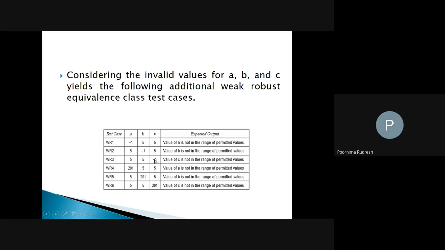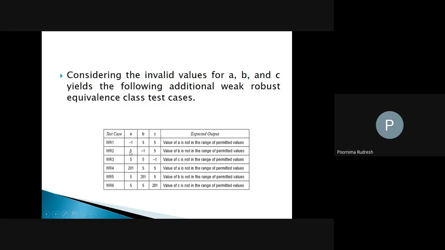Okay, see here, all the test cases that we have defined for invalid values. First, let us consider the first one. First test case, A is equal to -1, B is equal to 5, and C is equal to 5. Here, B and C are within the given range, but A is equal to -1, that is not within the range, because the value should be within 1 and 200. Other than that, it will be considered as invalid.